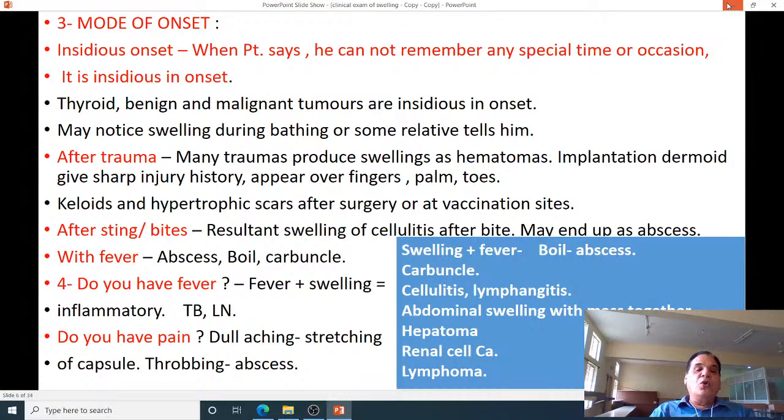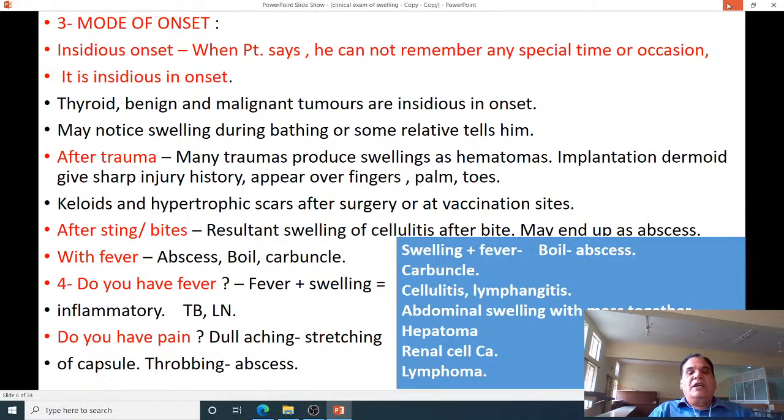Now comes the mode of onset, how the swelling occurred, if the patient knows about it. Commonest answer for a benign swelling is we call it insidious in onset. And what do you mean by insidious? Patient does not remember any specific time or period or occasion when the swelling started. That is your answer. It is insidious in onset. Similarly, thyroid. Oh no, sir, it lasts 4-5 years. I don't know. It is a thyroid. Benign tumors. Oh, he doesn't know. So many years. Benign swelling.